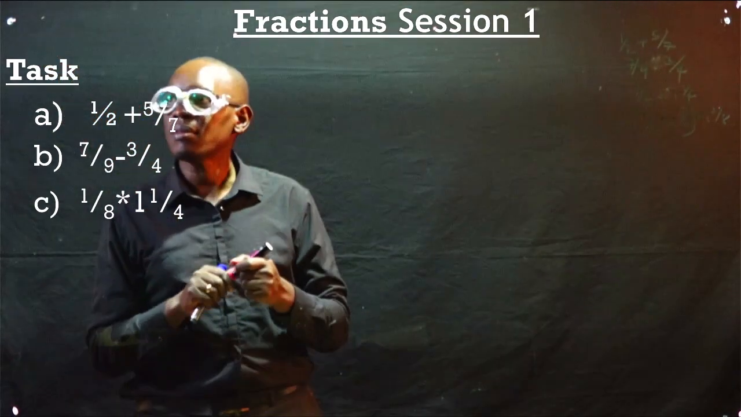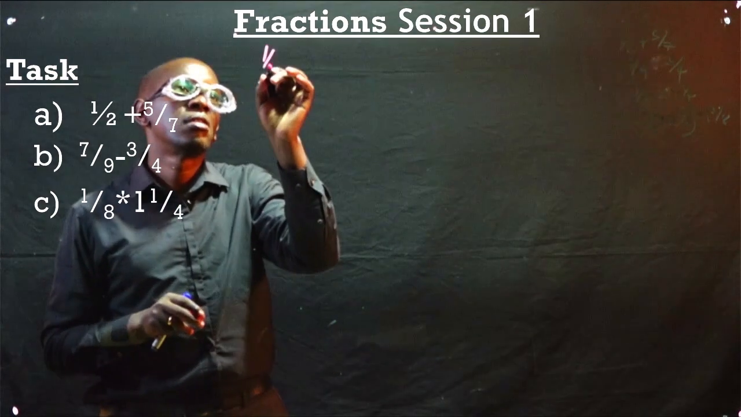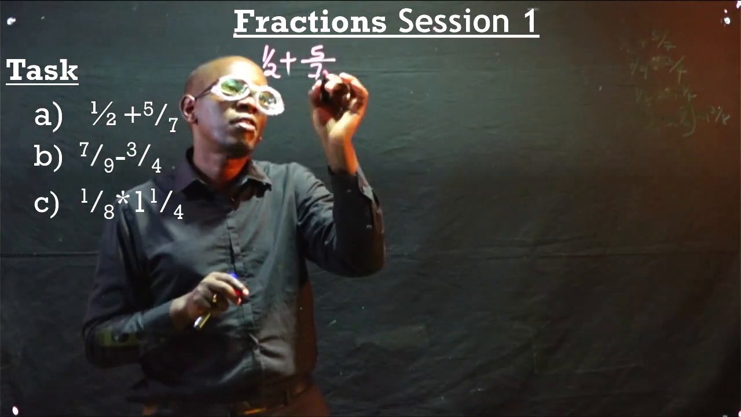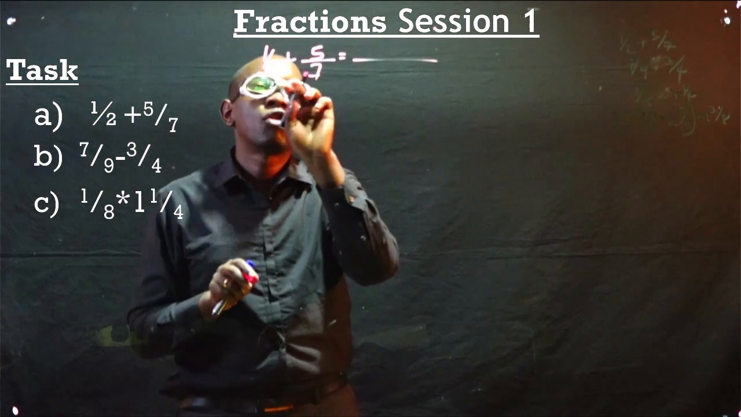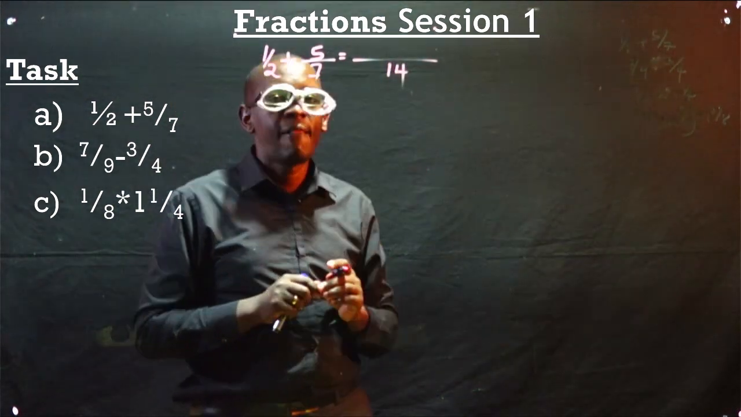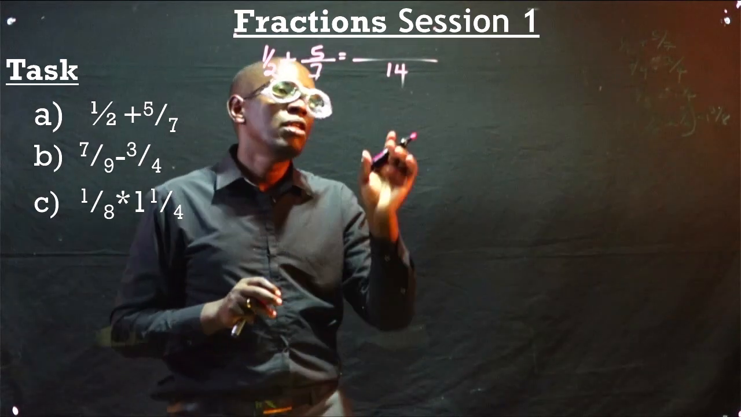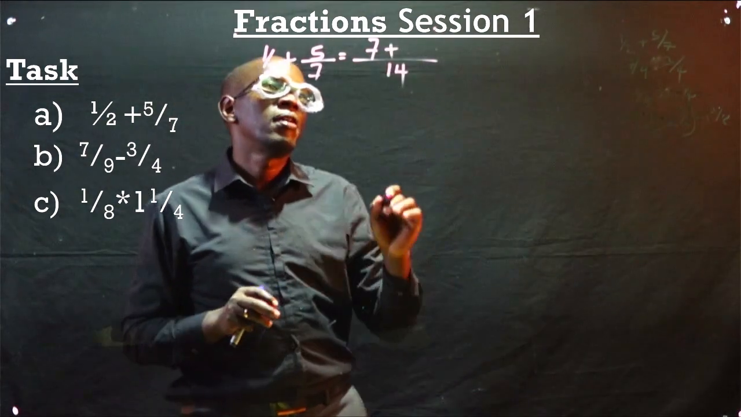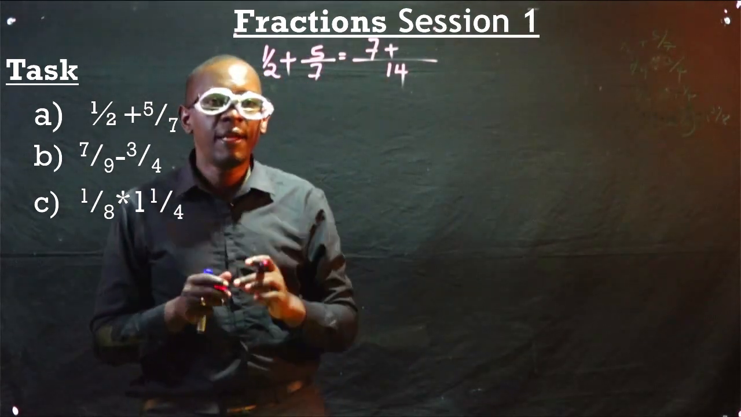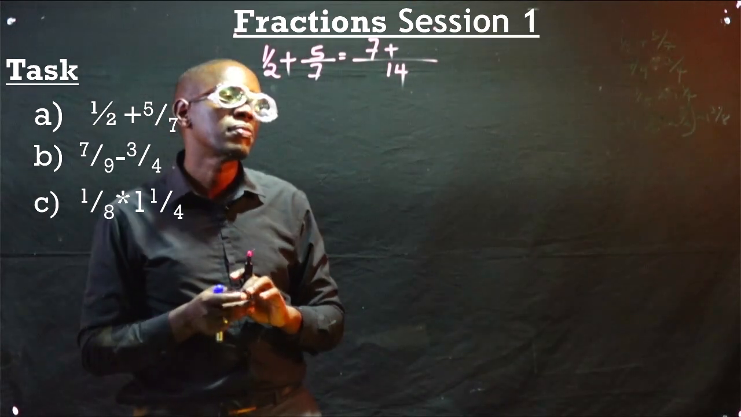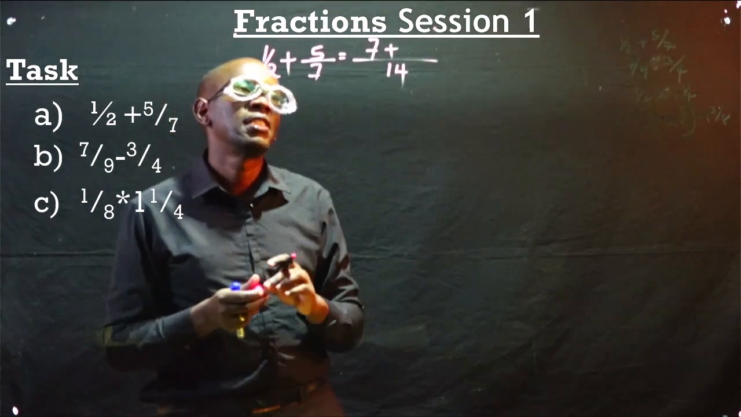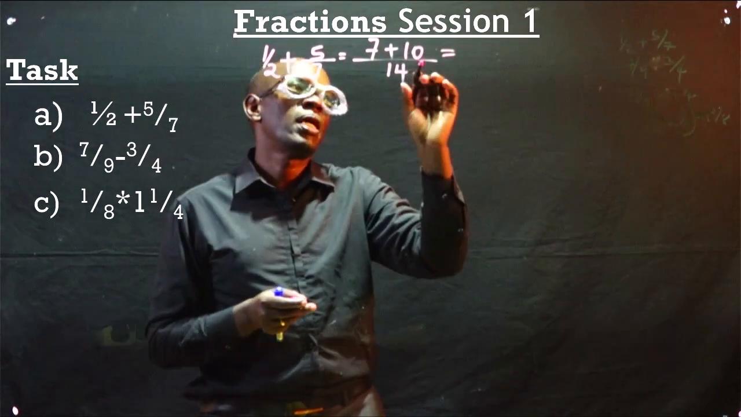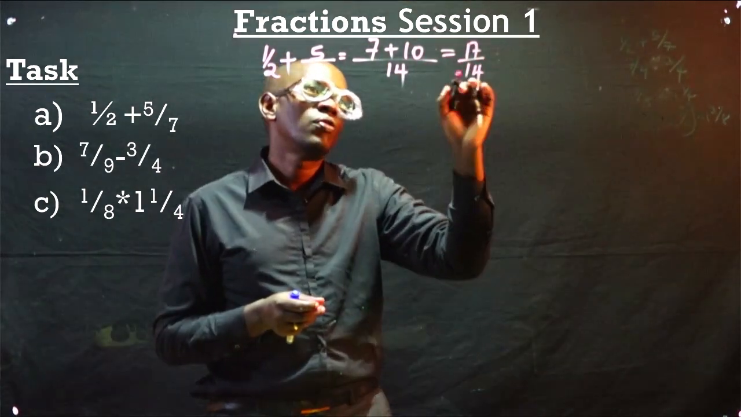So read with me. What do you have here? This is a half plus 5 over 7, okay? Now, when you're adding these two, they have nothing in common, 2 and 7. So the LCM is what? 14, okay? So 14 divided by 2 is 7, 7 times 1 is 7. 14 divided by 7 is 2, 2 times 5 is 10. So if you add 7 plus 10, we have 17 over 14.